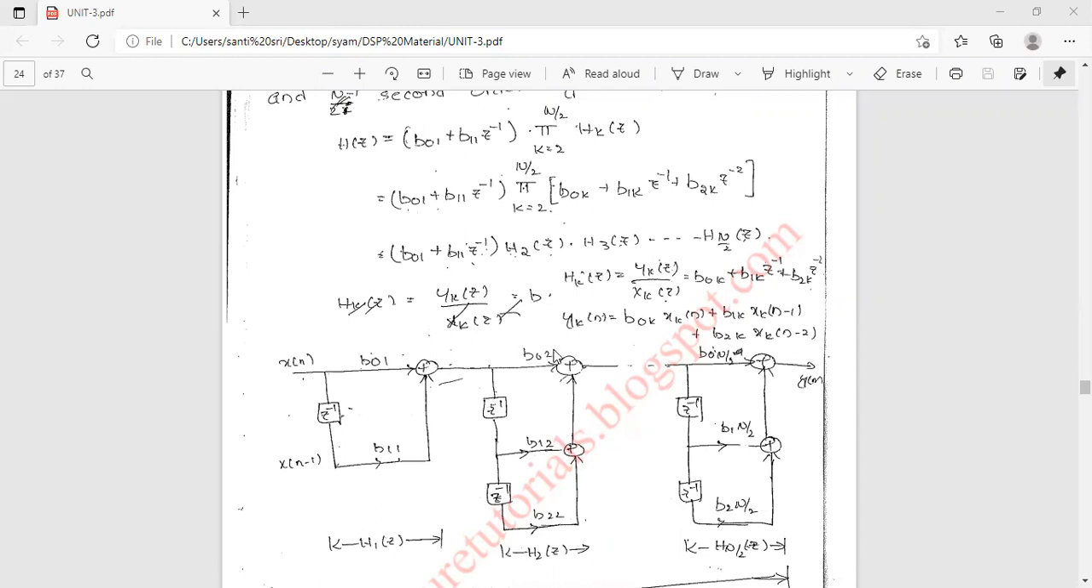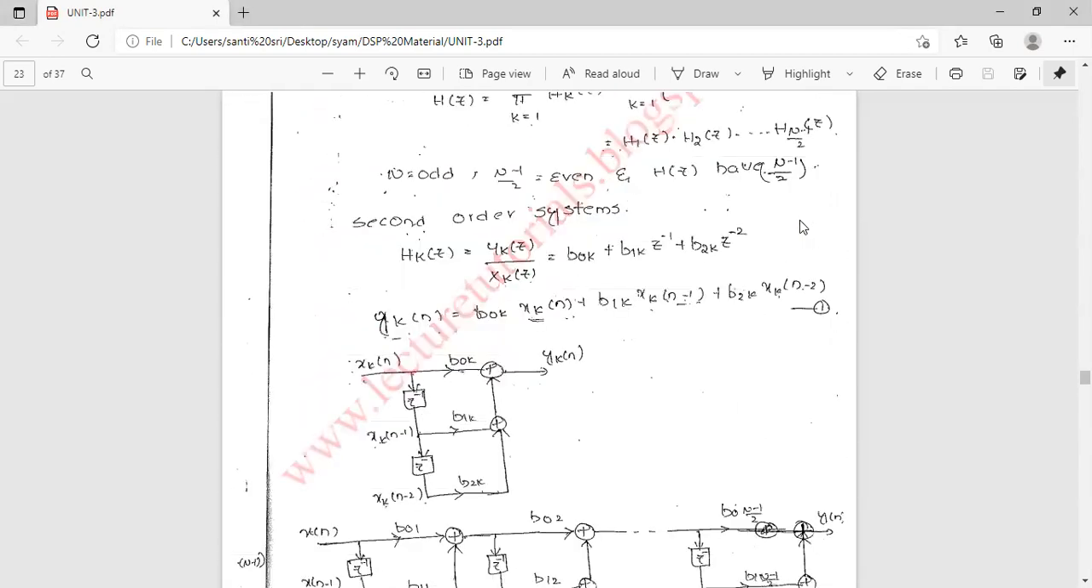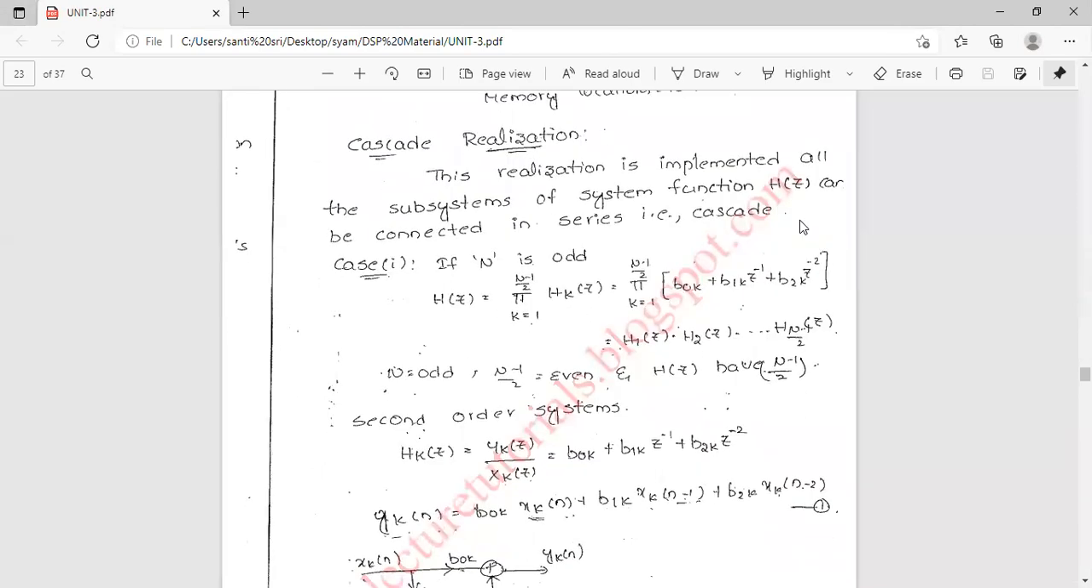It will be cascaded with H2(z). H2(z) is b02 into x(n) plus b12 into x(n-1) plus b22 into x(n-2). Right? This is H2(z). Similarly, this is H_{N/2}(z). This is the structure of a cascaded realization, for N odd and for N even.